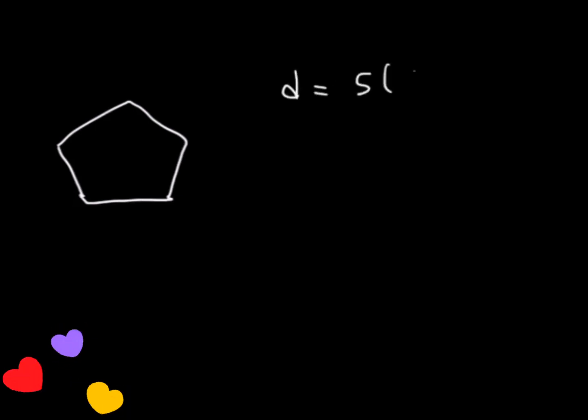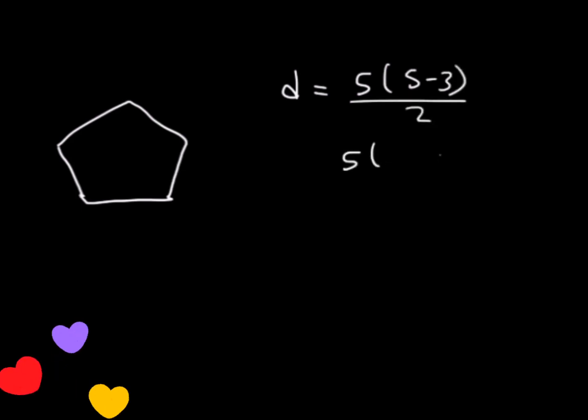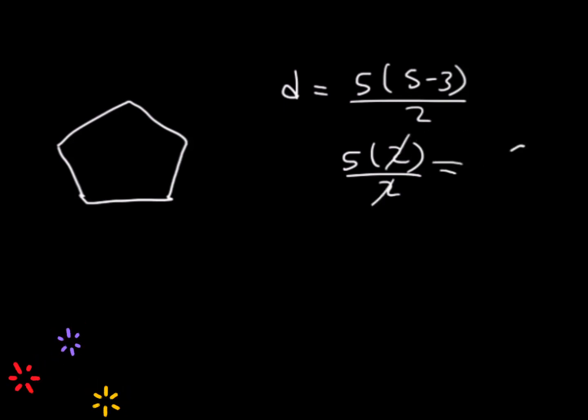The next one, we have the pentagon, which is known to have the 5 angles or 5 corners. Number of sides is 5. So we have 5 times 5 minus 3 divided by 2. We will get 5, then 5 minus 3 is equal to 2. We can cancel the 2 and 5 diagonals we can draw.